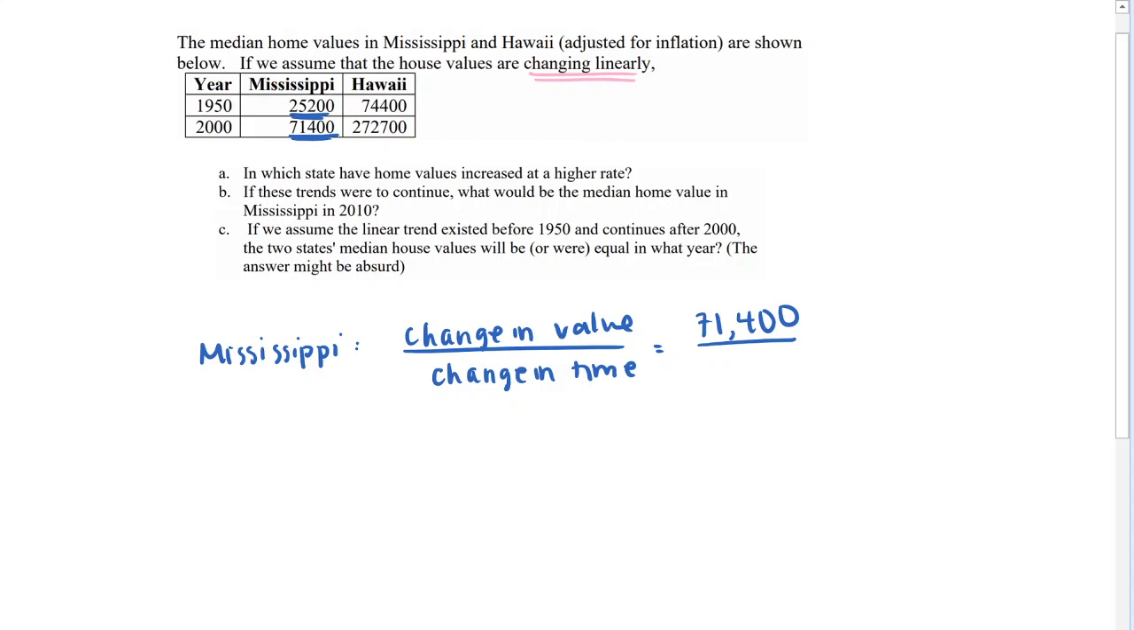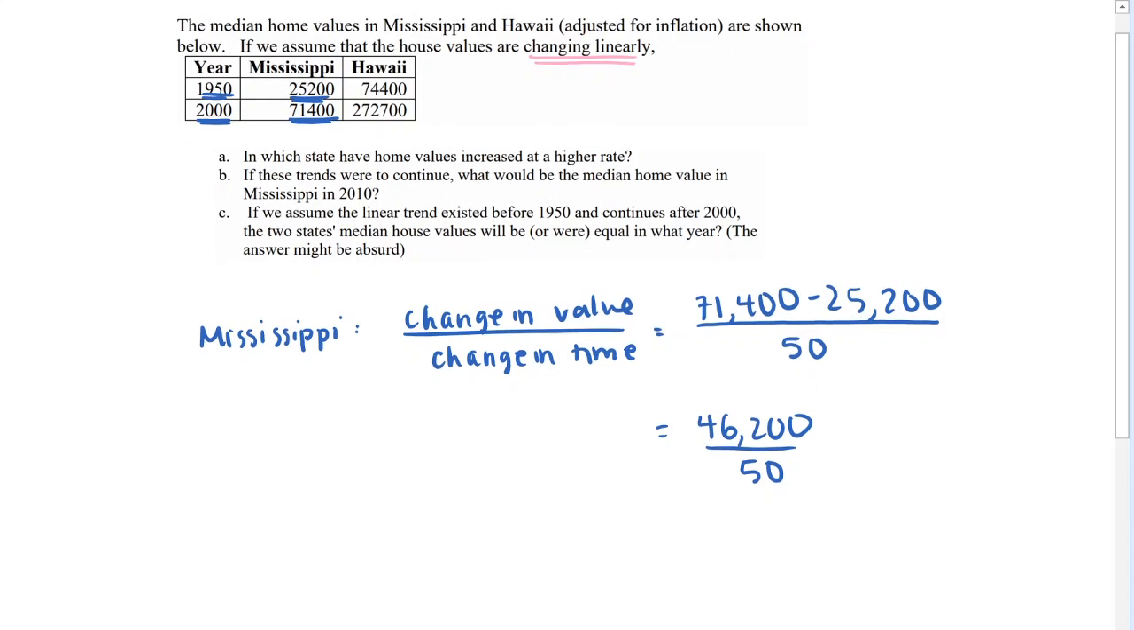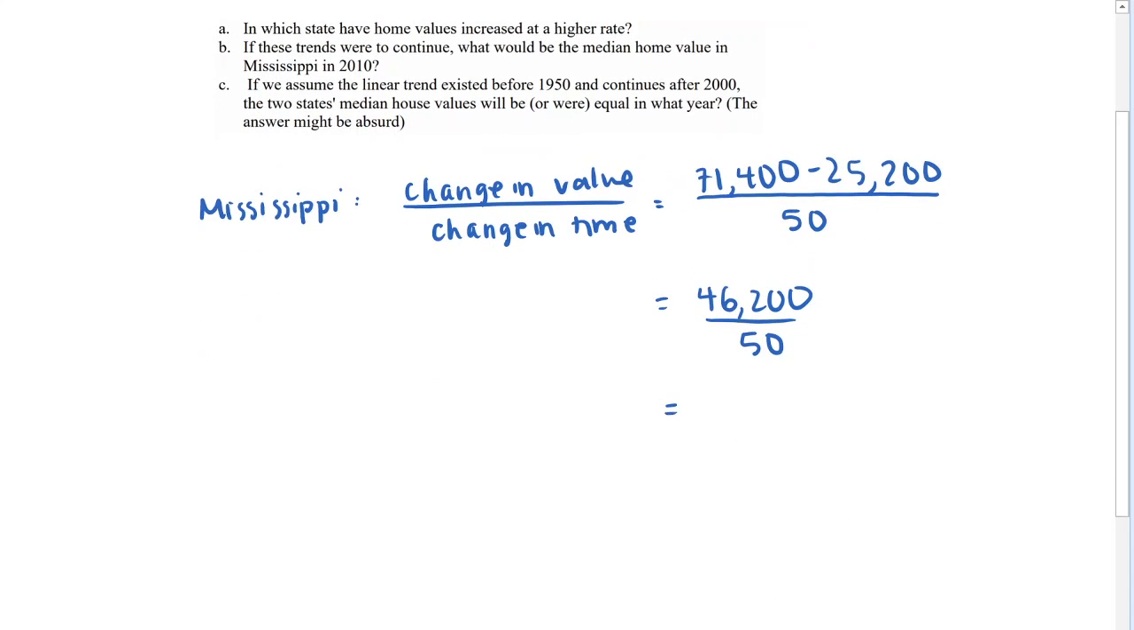71,400 take away 25,200. So that's going to be the change in the price. But then I really want to look at the rate of change. I want to look at how much the values of the home are changing per year. And so here I'm going to divide it by the change in time, which is 50 years between 1950 and 2000. And so here, this gives us 46,200 divided by 50, and 50 goes into our numerator cleanly 924 times.